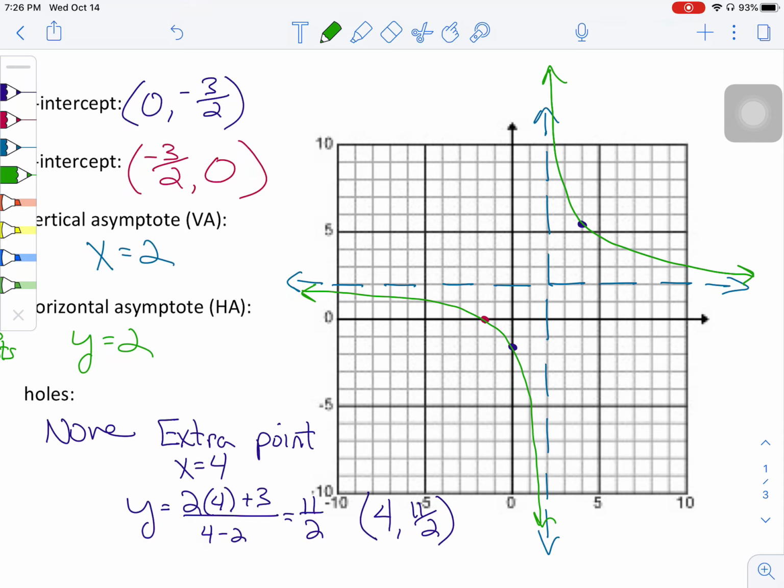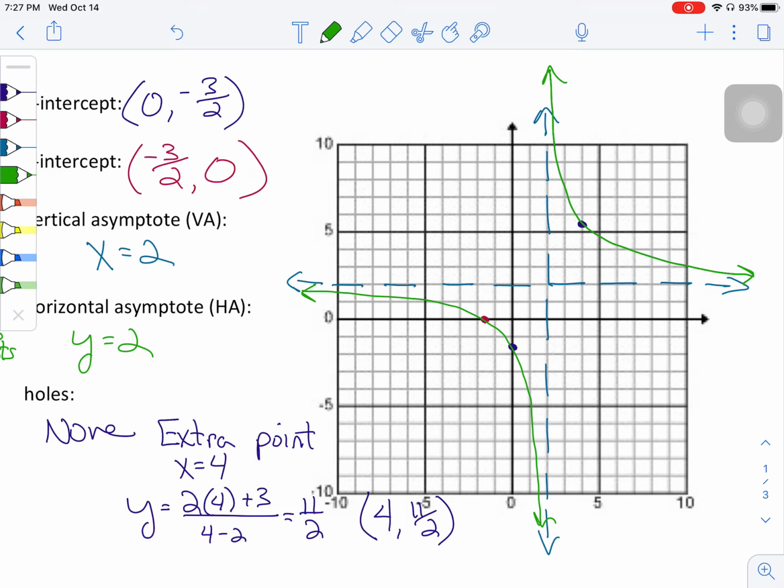So the green part that I graphed is the actual curve of the rational function. Those 2 blue dotted lines are not the function. Those are just what the function approaches. Okay? So the actual curve itself is the green part. And we're done with this particular problem.